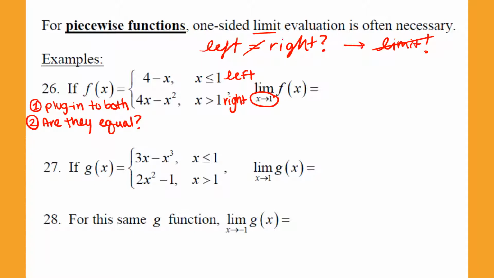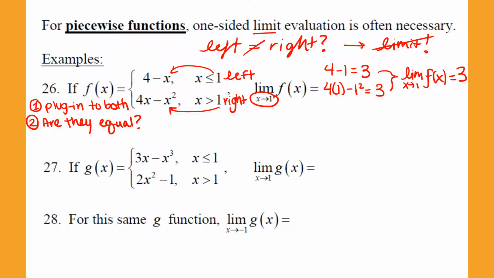So first, let's plug it into the left-hand side. That's going to give us 4 minus 1 equals 3. And plug into our right-hand side. That's 4 times 1 minus 1 squared. Also gives us 3. So since these two are equal, we get the limit as x approaches 1 of f(x) equals 3. And we're all done. Okay, so there's one piecewise example.